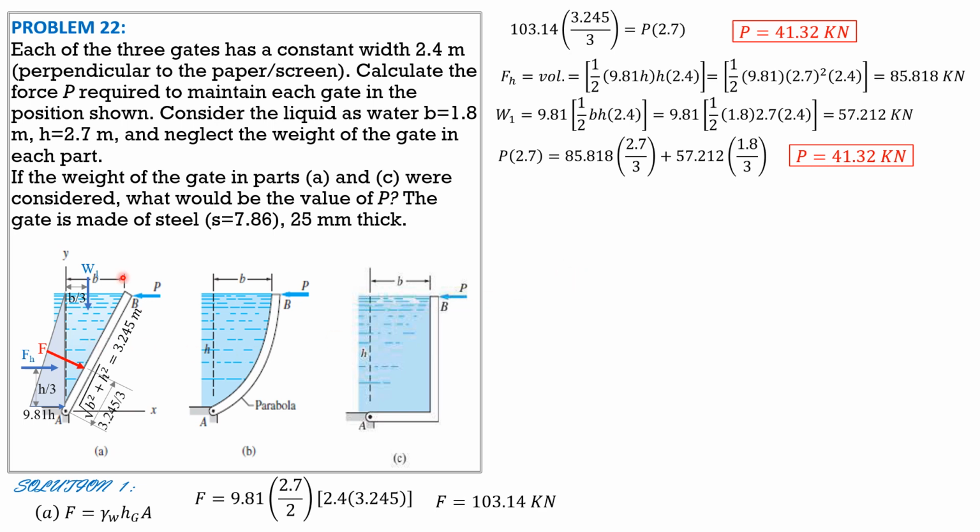Then if the weight of the gate is considered, we'll just compute for P and call that P prime, considering the weight of the gate. The weight of the gate is the specific weight of steel times the volume of the gate. Volume is the area of this rectangular gate, which is 2.4 perpendicular to the screen times the length, 3.245 meters, times the thickness 0.025. So the weight of the gate is 15.013 kilonewtons.